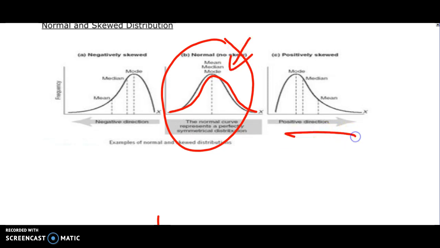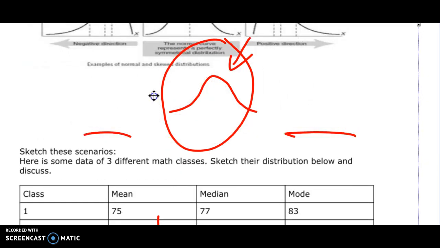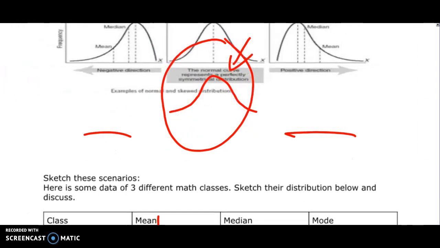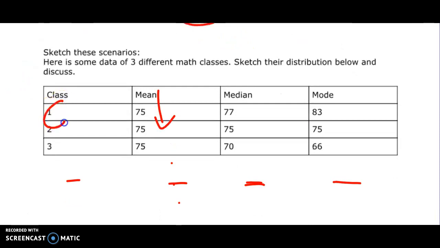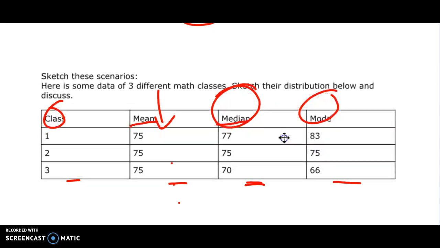but sometimes you get things like this. And this. So let's look at the differences here, the one on the left and one on the right. This one here, let's look at class 1. Class 1 has a mean of 75, a median of 77. So my median is a little higher, and my mode is 83.